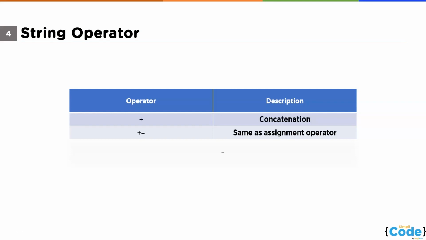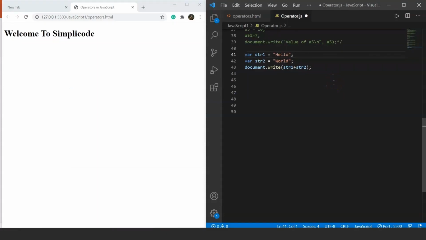Similarly, we have the plus equals operator for strings as well. Like we have plus equals for assignment, it has the same functioning for strings as well. Let's take an example for these two operators. Let's move on to the programming part. So here you can see we have two variables, var str1 and var str2. The value of str1 is hello and the value of str2 is world. So what we'll do, we will add str1 and str2.